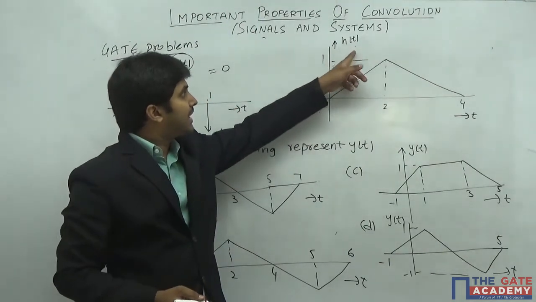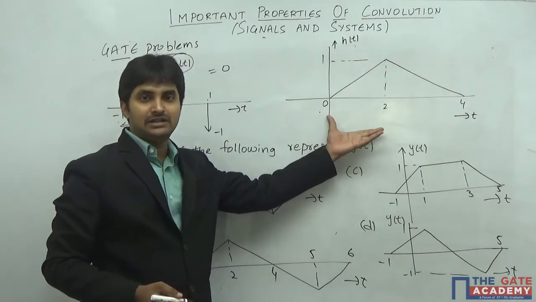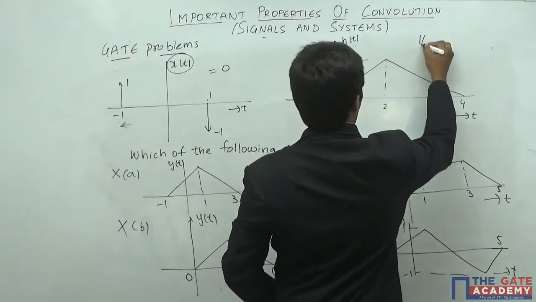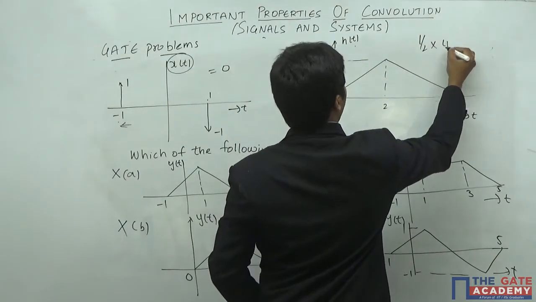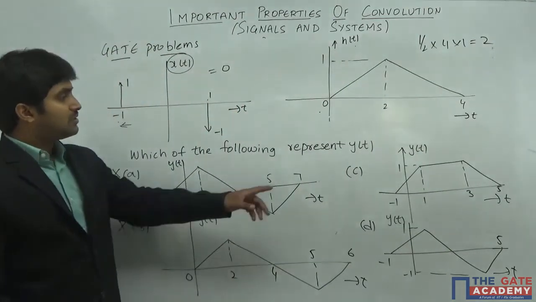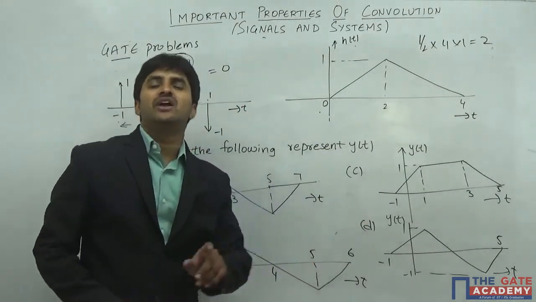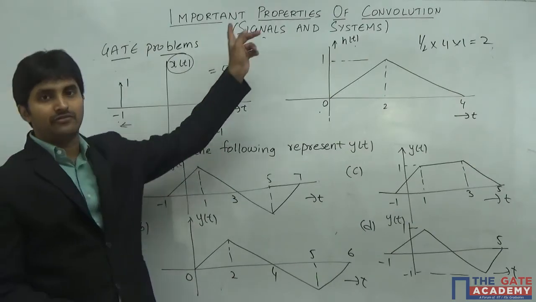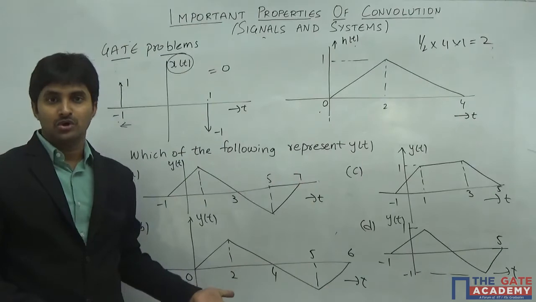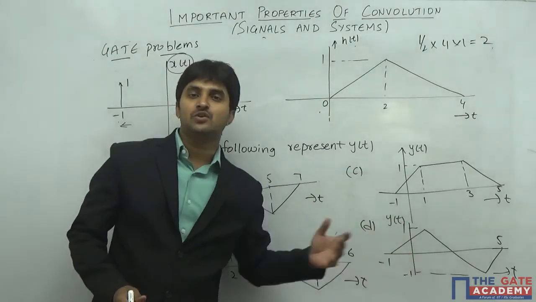Now the area of this one is nothing but a triangle, right? Half into base into height. Half into base, which is 4, into height, which is equal to 1. So the area is equal to 2. So y of t should have the area which is nothing but equal to the product of the areas of the individual inputs. So 0 into 2 is going to be equal to 0. So the output should have an area equal to 0.